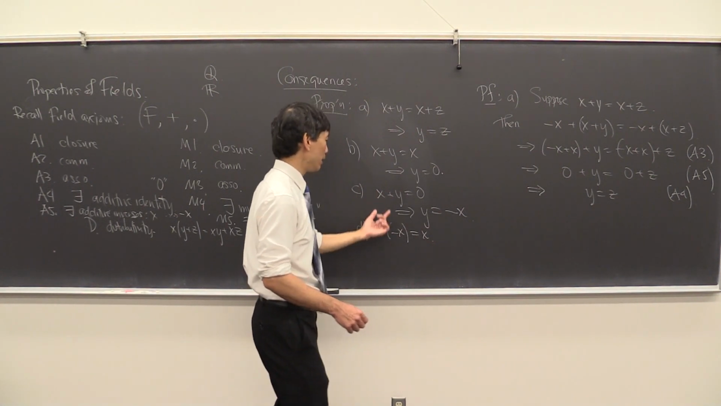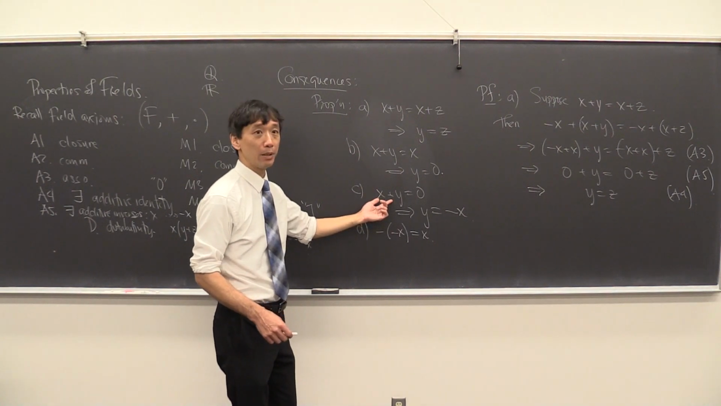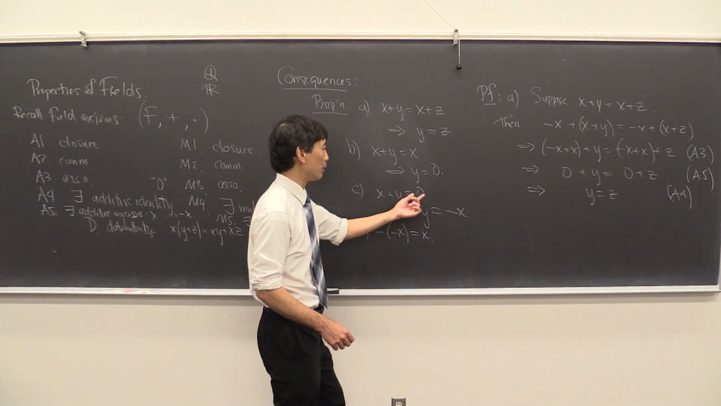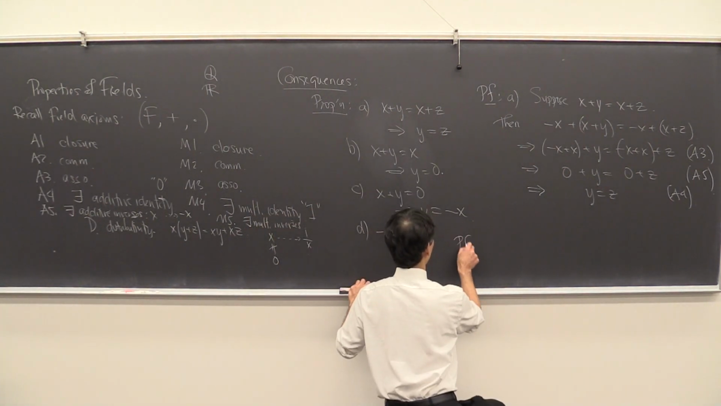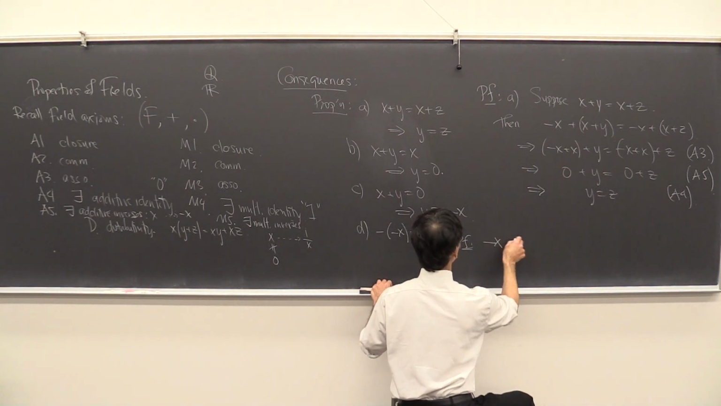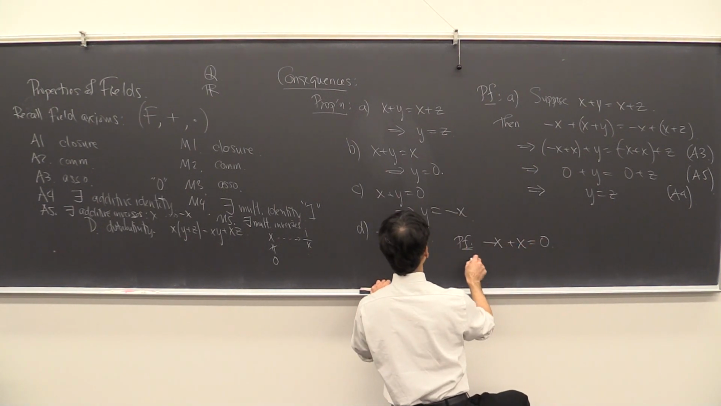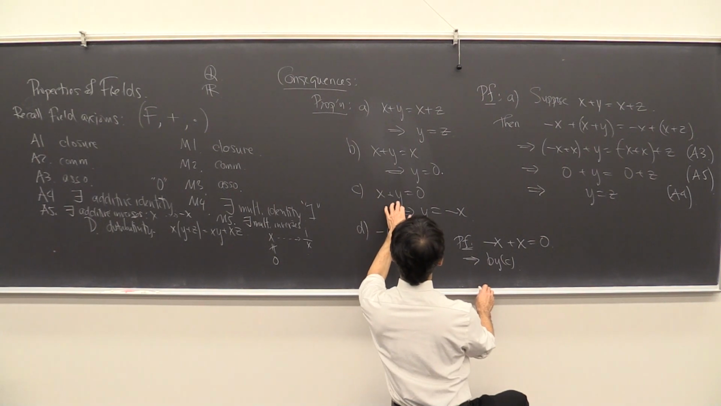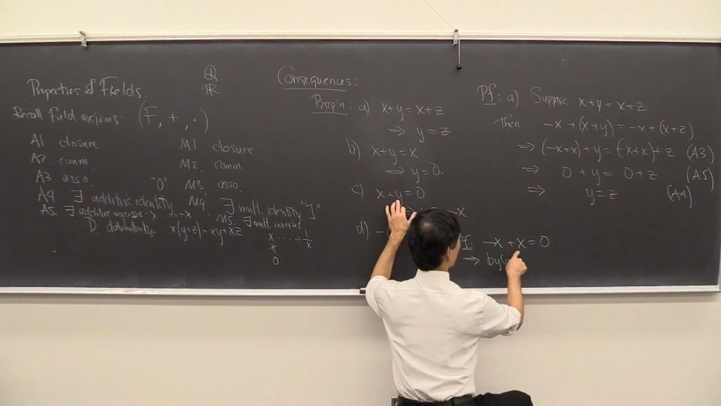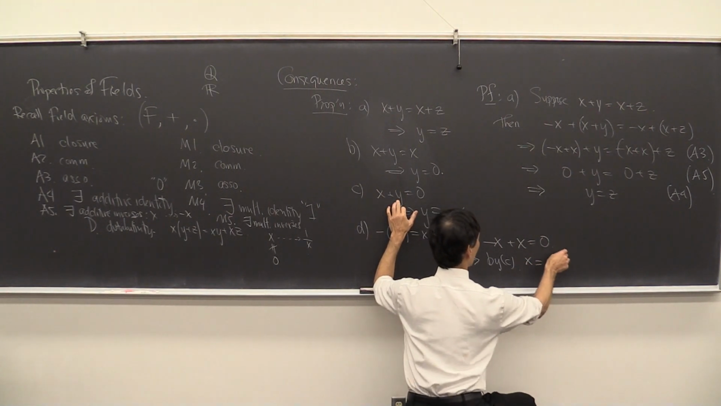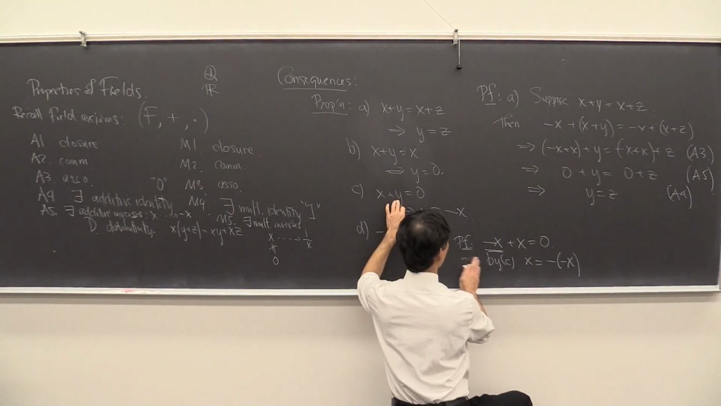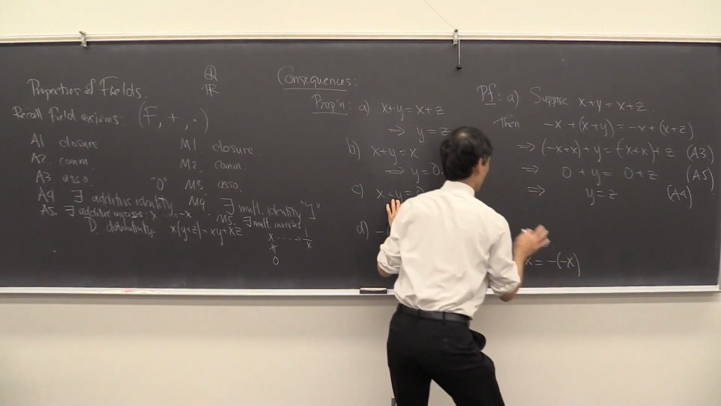This last one, d, you can prove using c. You would say, look, negative x plus x equals 0. So that tells me by c, that if this plus that equals 0, then this must be the additive inverse of this. So by c, you're done.